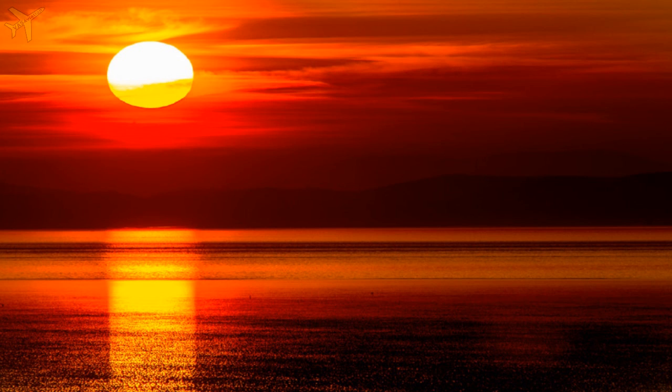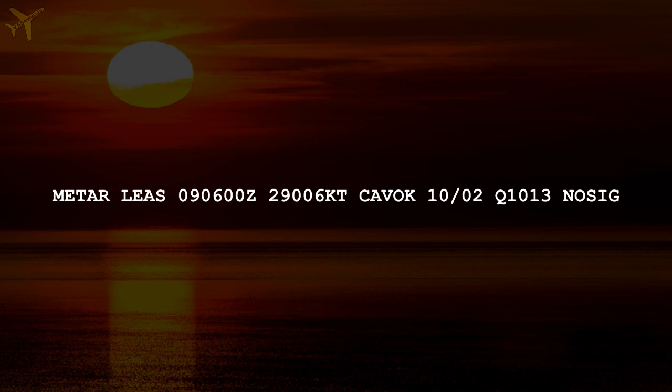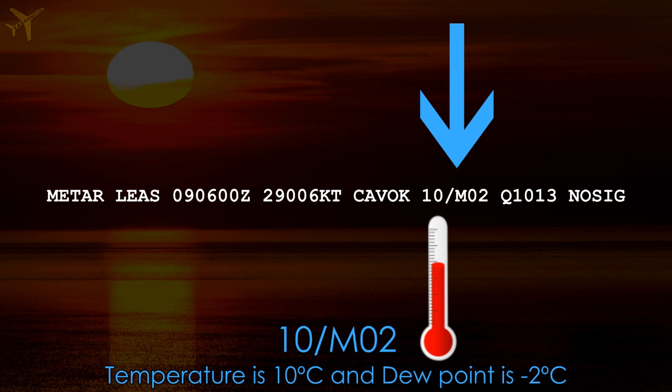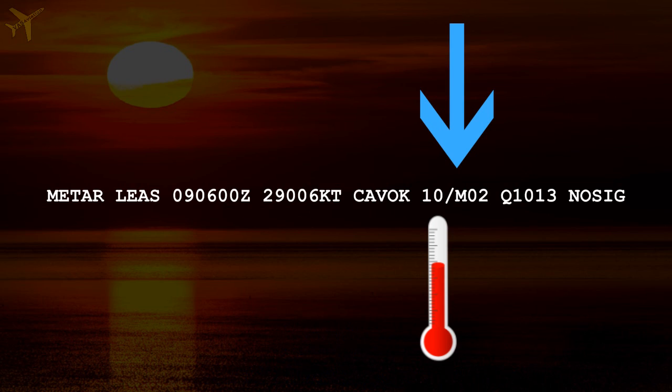The temperature and the dew point will be the next section we'll be looking at. This is simply a 2-digit number for the temperature and another 2 for dew point separated by a slash. These two values are shown in degrees Celsius. In the example, the temperature is 10 degrees Celsius and the dew point is 2 degrees Celsius. If either is negative, then the letter M appears ahead of the digits to represent minus. The closer these two temperatures are, the more probable it is to encounter fog or rain at the airport.